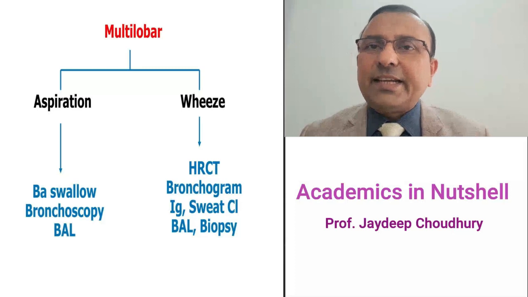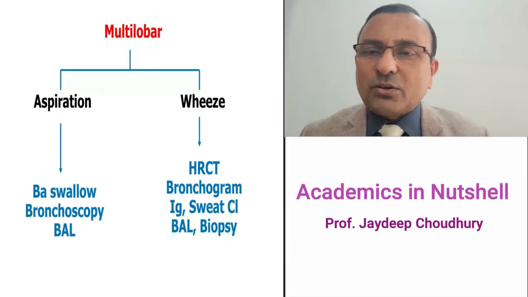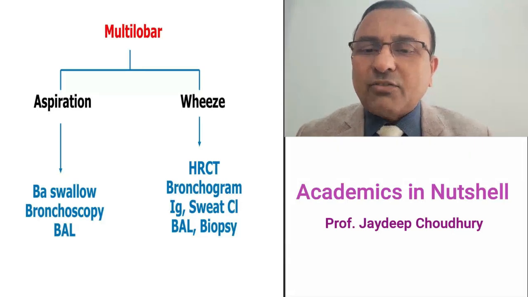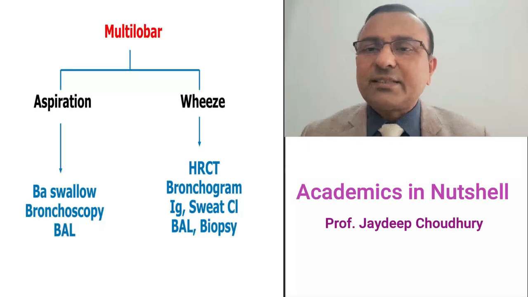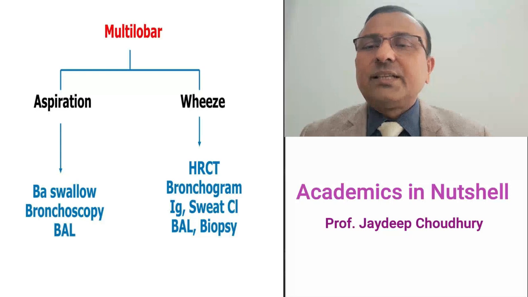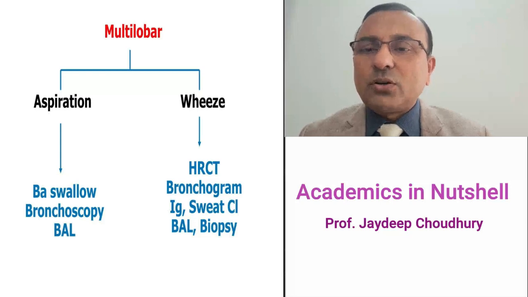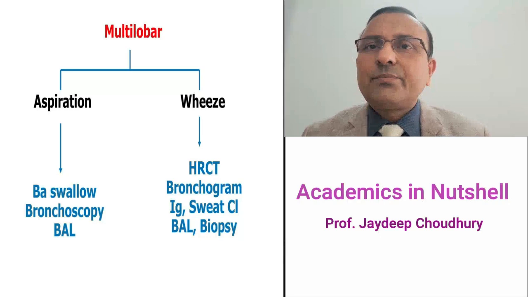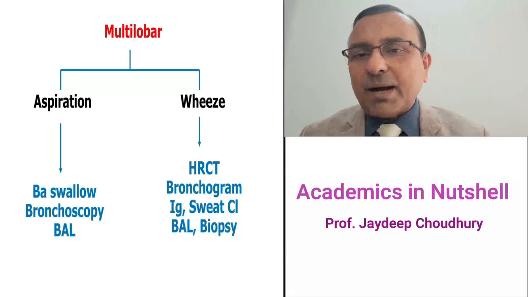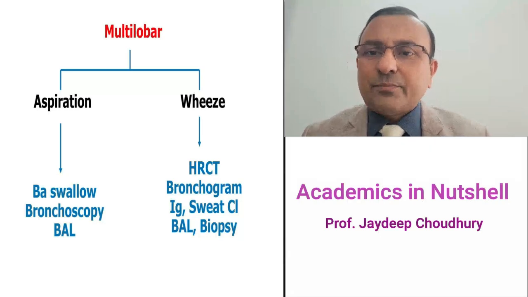For aspiration, again, barium swallow, bronchoscopy and bronchoalveolar lavage are the investigation of choice. And if the child presents with wheeze, then CT chest, bronchogram, immunoglobulin level, sweat chloride to rule out cystic fibrosis, bronchoalveolar lavage, or ultimately lung biopsy may be required.